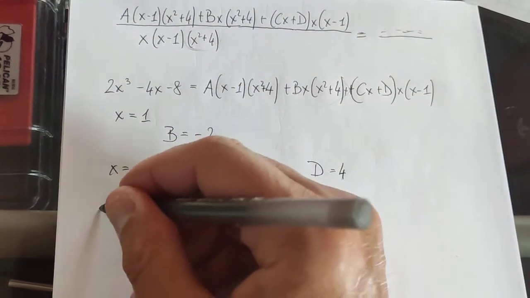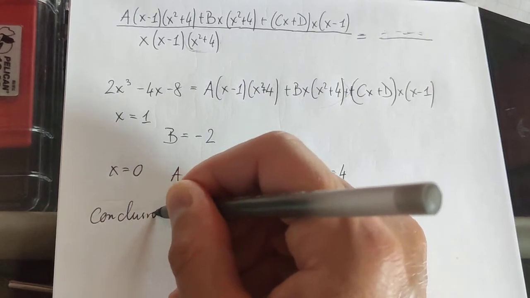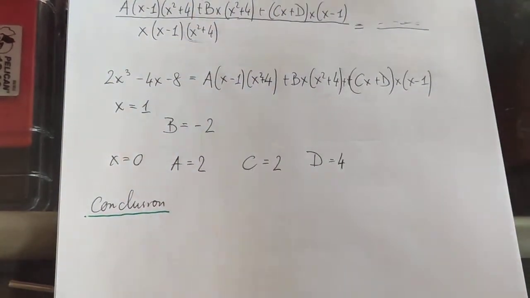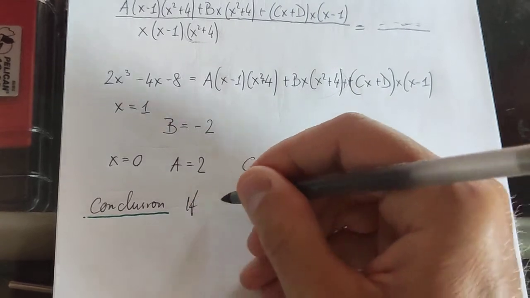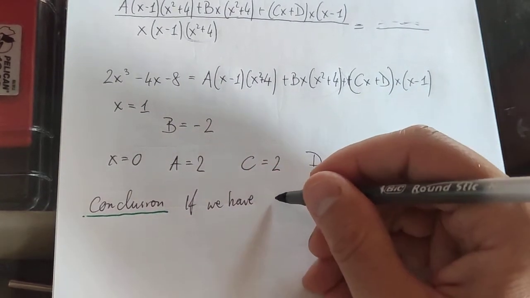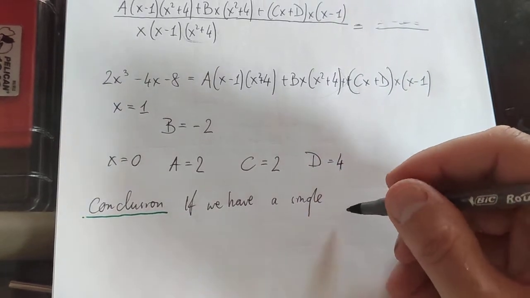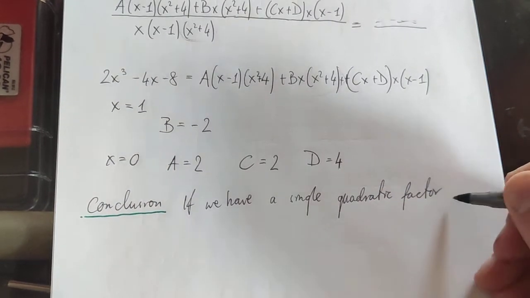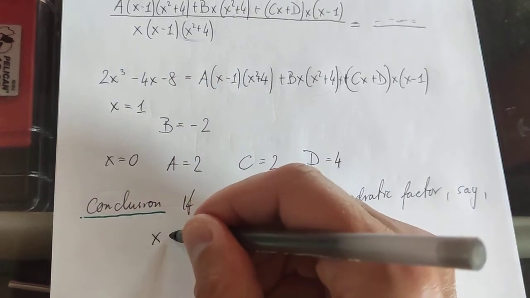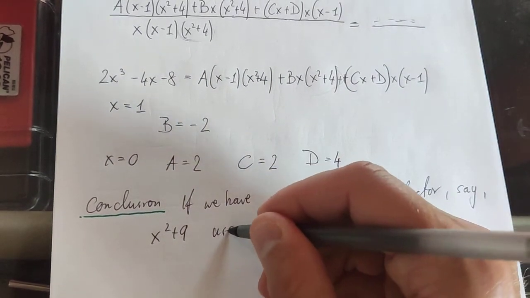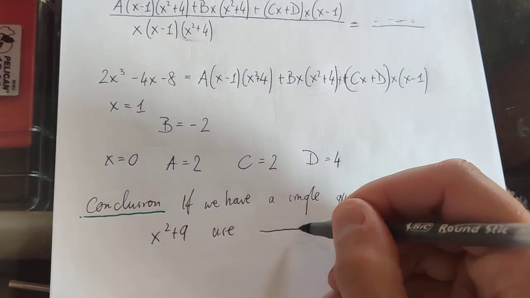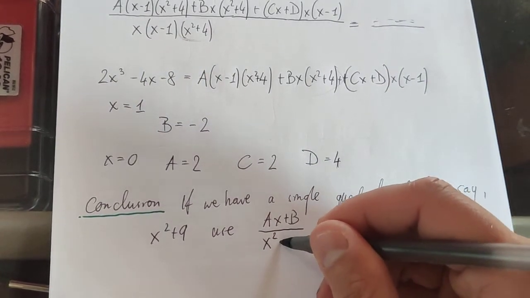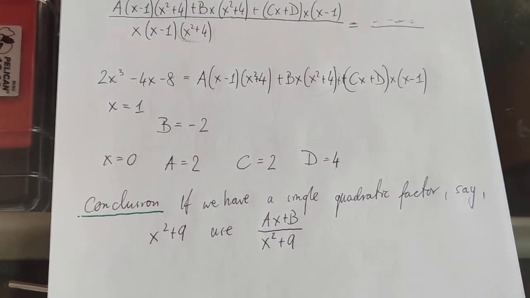Yeah, so let's write some kind of conclusion. Let's just say, if we have a single quadratic, say x squared plus 9, use Ax plus B. So a linear factor on the top, or a linear expression over x squared plus 9.